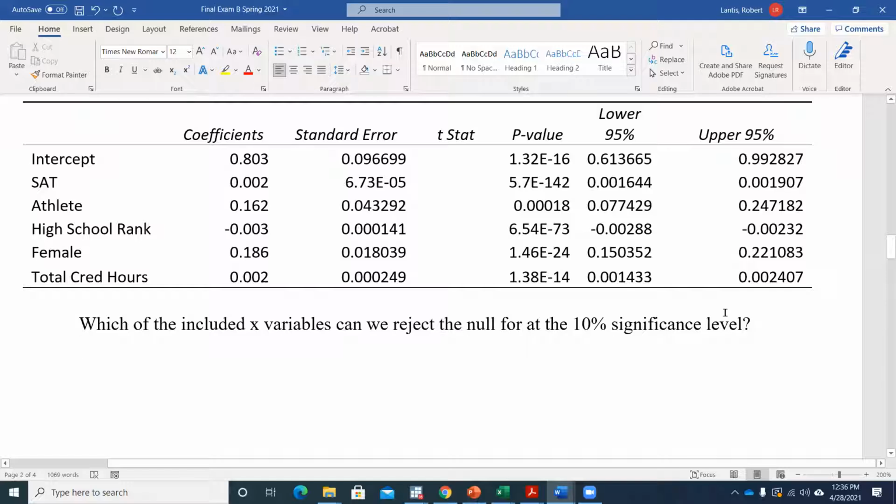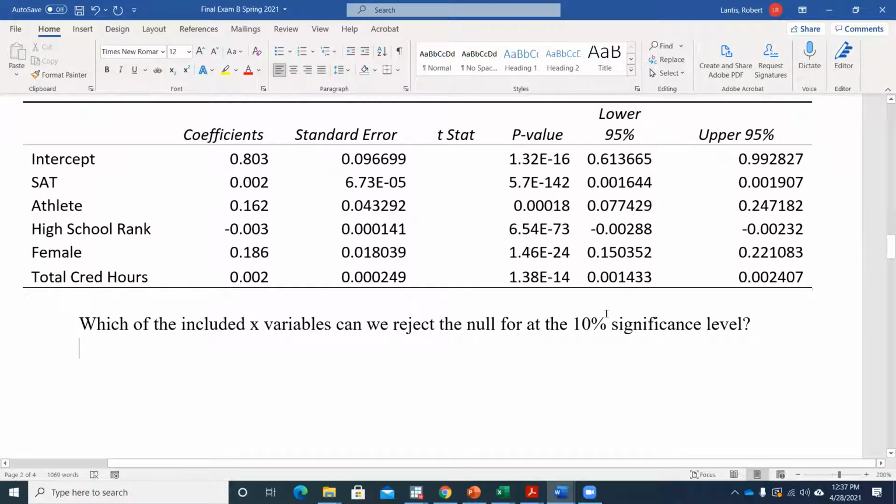Same kind of condition applies. I only reject if the p-value is less than alpha. So I'm looking at my p-values here. Which of these would be less than an alpha of 0.1, at the 10% significance level? Which of these variables can I reject at that 10% level? What's true about all their p-values? They're all pretty much 0.